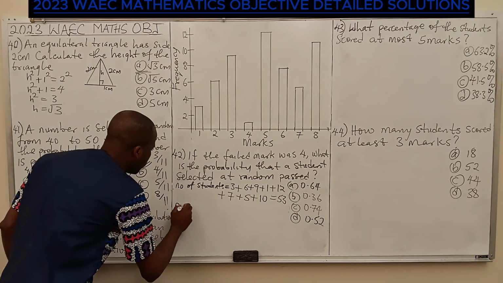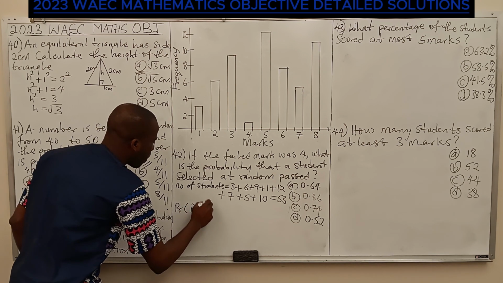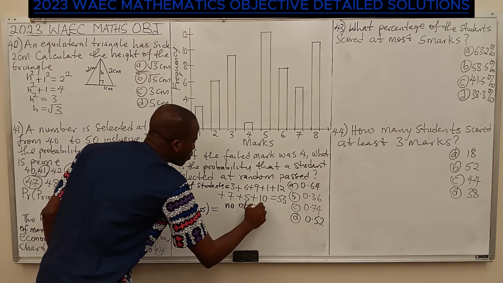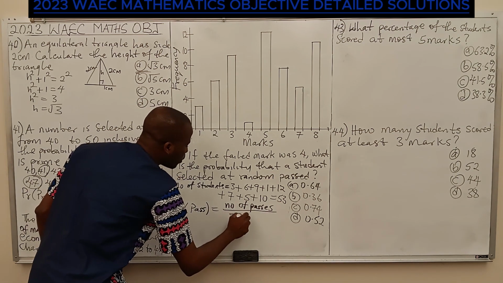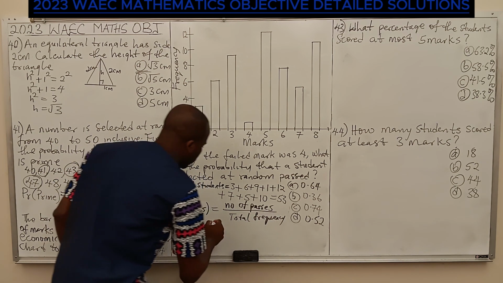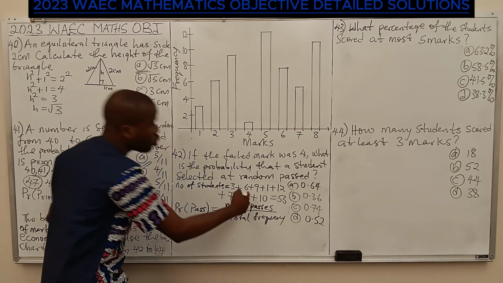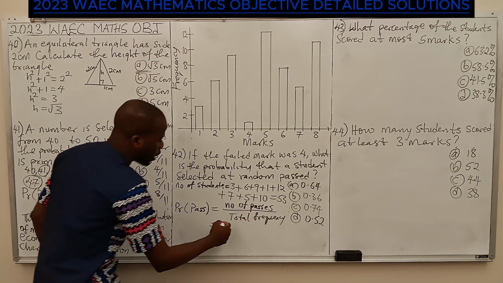Now, the probability that a student passes will be number of passes over total frequency. Of course, when solving this, you don't need to write it down. I'm just showing it for the sake of those who are just learning it for the first time.